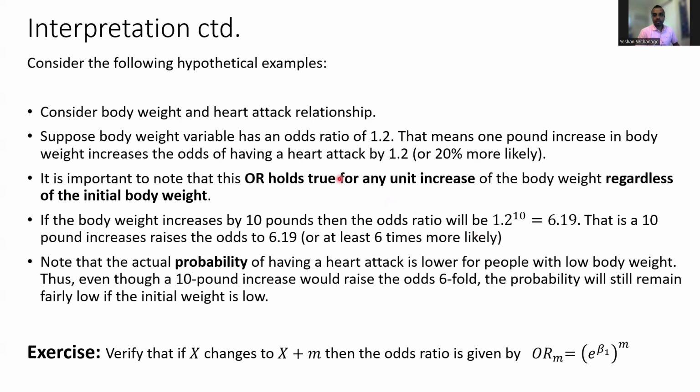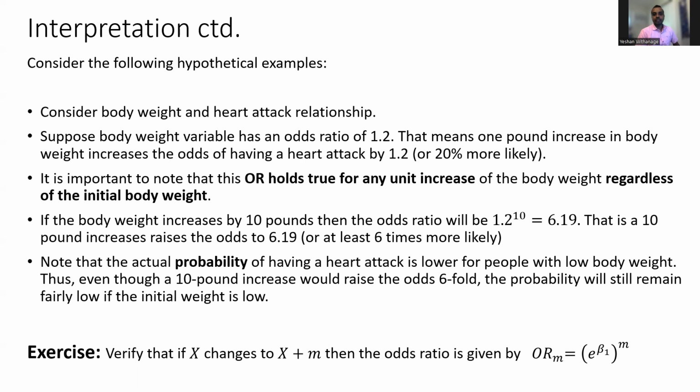Suppose we try to model the occurrence of getting a heart attack, and we find that the body weight variable has an odds ratio of 1.2. That is, a 1 pound increase of body weight, which means an x to x plus 1 change, increases the odds of having a heart attack by 1.2. The interesting thing to note here is that this holds true for any unit increase, for any initial body weight.